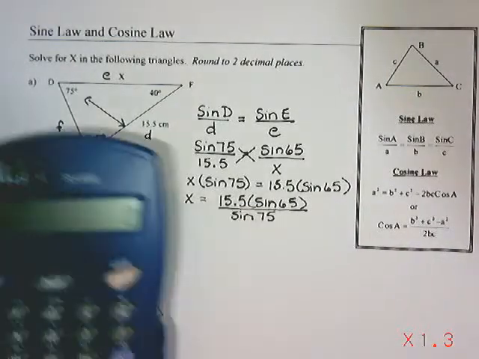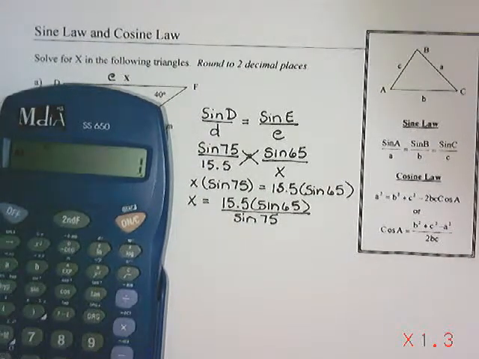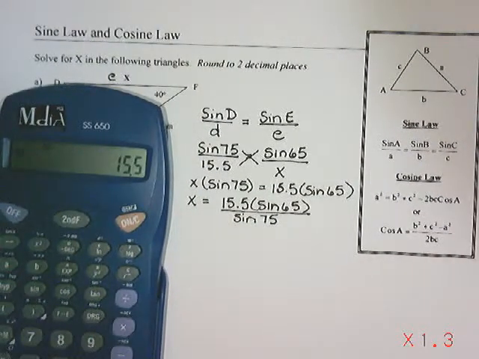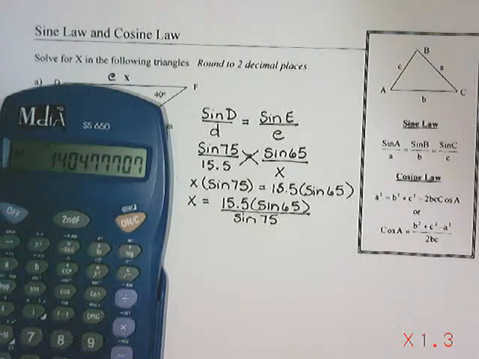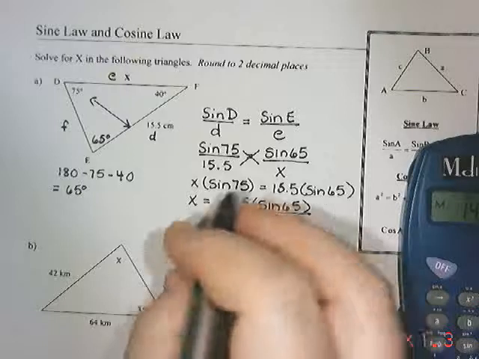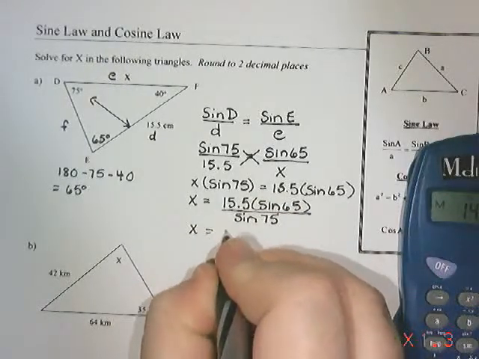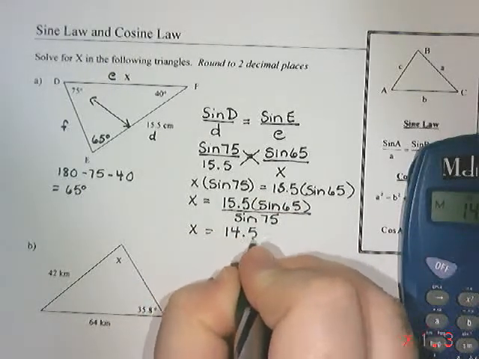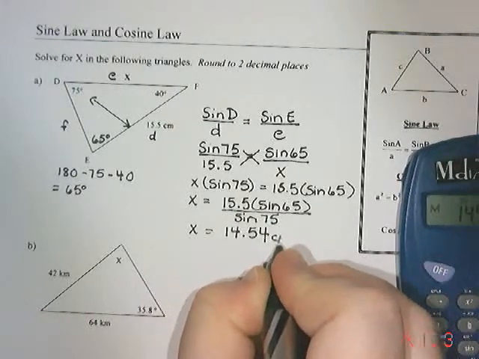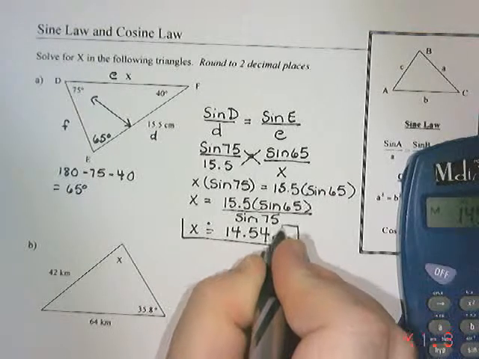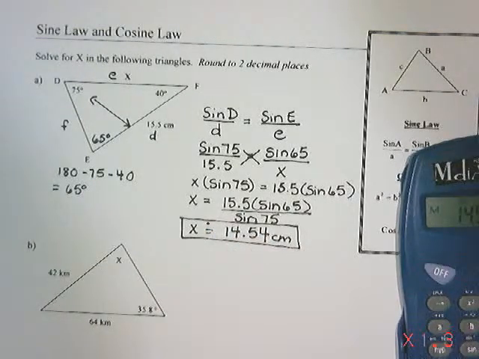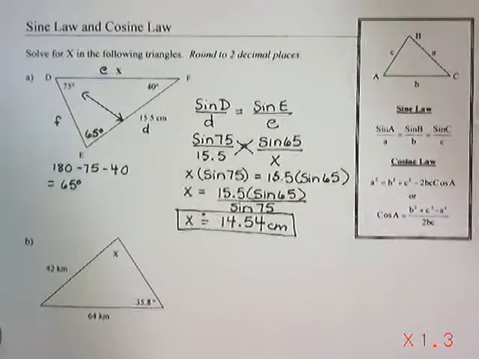Then I'm just going to work that out on my calculator. 15.5 times sine of 65 divided by sine of 75. And I end up with 14.54. That is in centimeters, and because I rounded, I am going to put that little dot there to show that it's an approximate value that I had to round. All right, let's take a look at the next one.